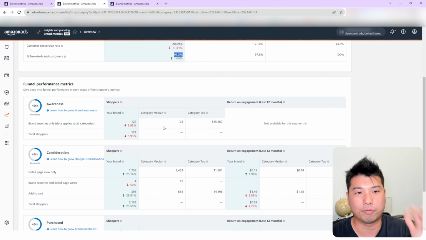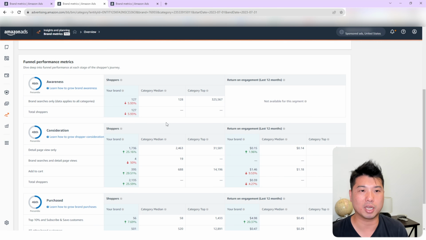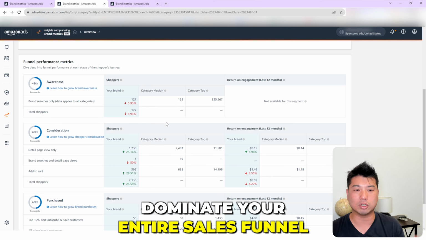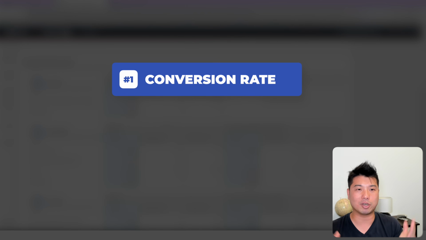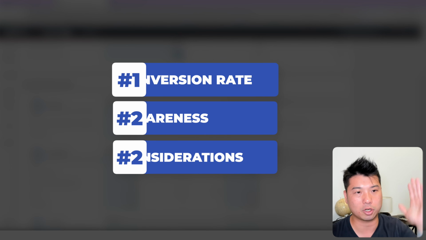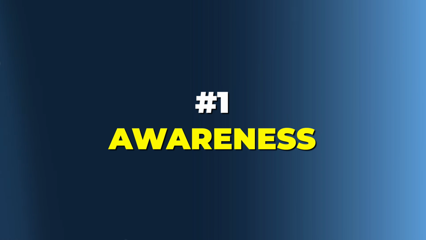Now let's go a little further, right? This is where the crux of the data on this particular report comes in really handy. It gives you a full funnel analysis and shows how you compare against your competition. If you really want to dominate your category, you need to dominate your entire sales funnel. That's not just having the best conversion rate, that also means having the most awareness and the most consideration. It reports from the top of the funnel all the way down to the bottom. And number one here is awareness.